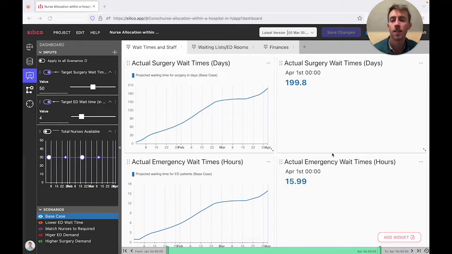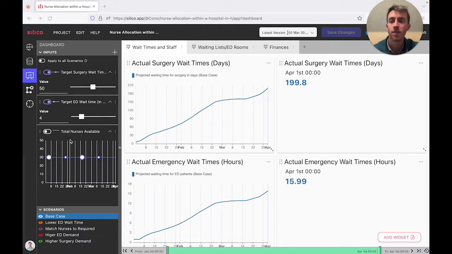Okay, so here we see the dashboard for the hospital twin. This particular dashboard has been designed for decision makers who have control over 3 different variables. In this case, it's the target surgery wait time, the target ED wait time, and the actual number of nurses available. Those are the 3 inputs that we see here on the left.